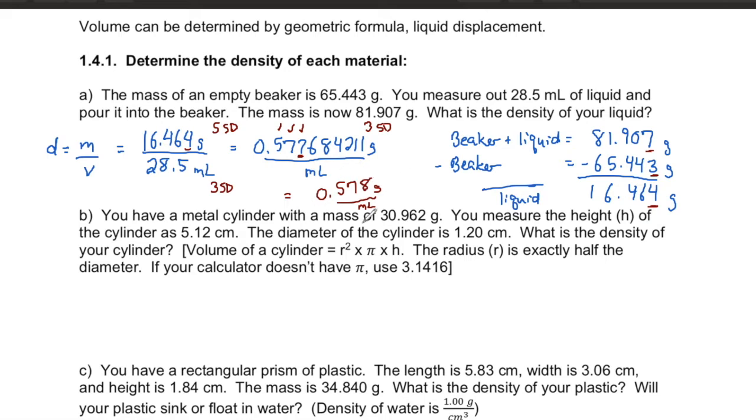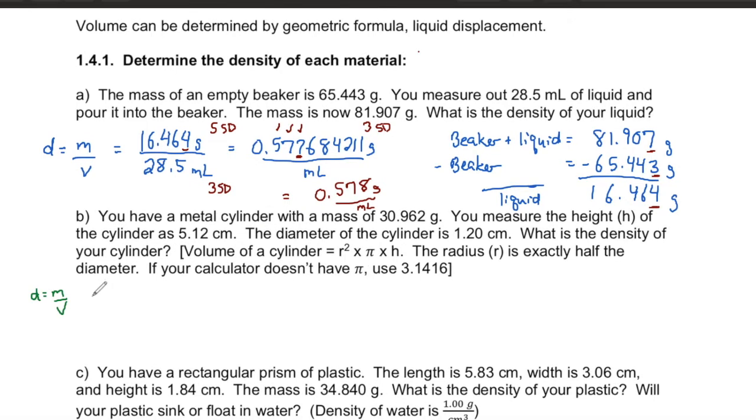If we were going to use this in further calculations, we might want to keep a couple extra digits, but just keep in mind that we only have 3 significant digits, and then round at the end. For this problem, this is the end, so we'll round to 0.578 grams per milliliter. Here we have another density problem. This time we are told the mass directly. We have a metal cylinder and the mass is 30.962 grams.